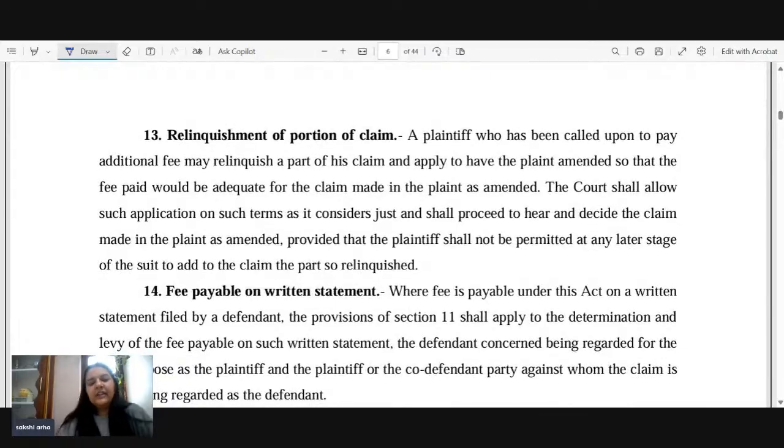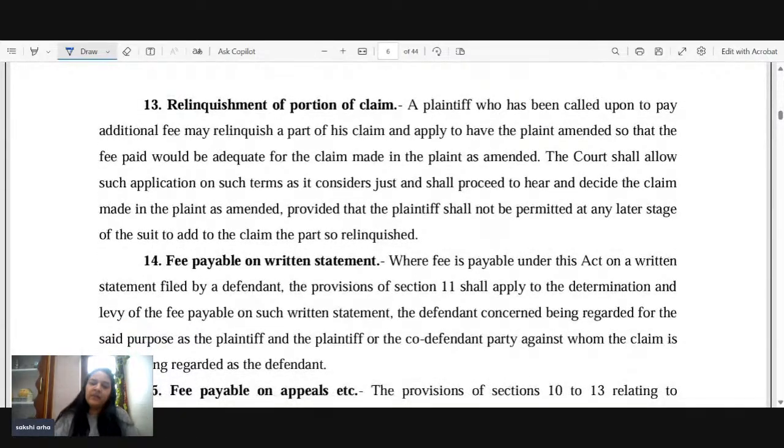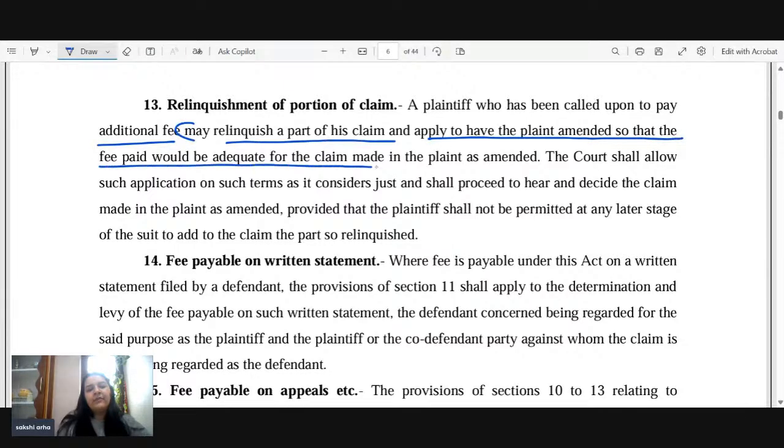Then comes section 13, relinquishment of portion of claim. So suppose plaintiff is relinquishing a portion कि भाई मुझे इस claim को नहीं चाहिए, उस case में क्या होगा? So a plaintiff who has been called upon to pay additional fee may relinquish a part of his claim and apply to have the plaint amended so that the fee would be adequate for the claim made in the plaint as amended. तो सिंपल कि अगर कोर्ट कहता है कि भाई हमने एडिशनल चीजें फाइल की हैं, इश्यूज फ्रेम किए, आप उसके लिए आगे कोर्ट फी पे करो.